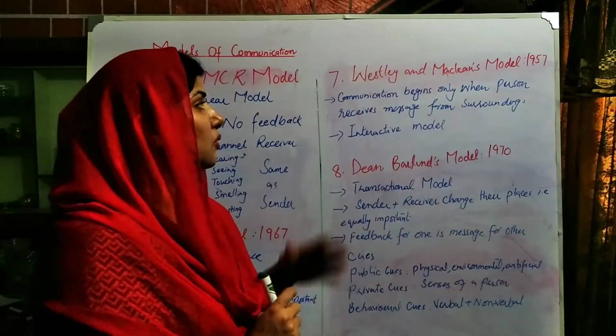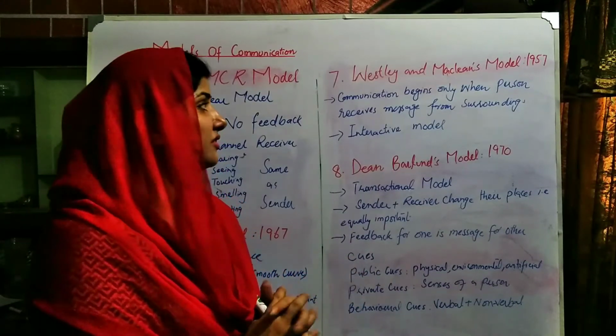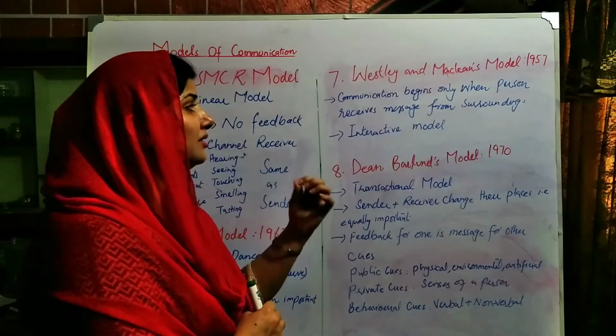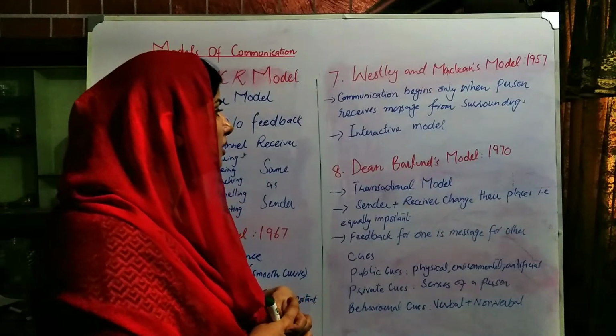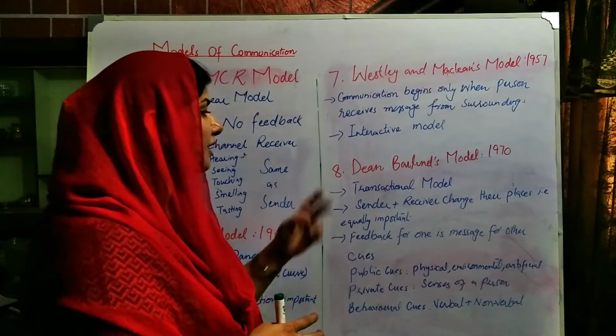Number 7, Westley and MacLean's model, which was presented in 1957. Communication begins only when a person receives a message from the surroundings. It is an interactive model.